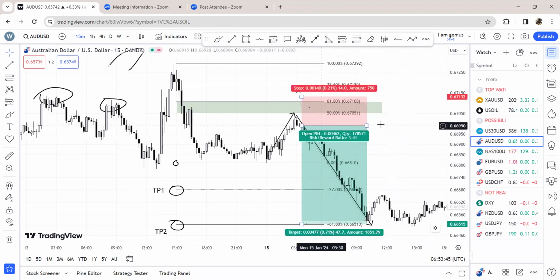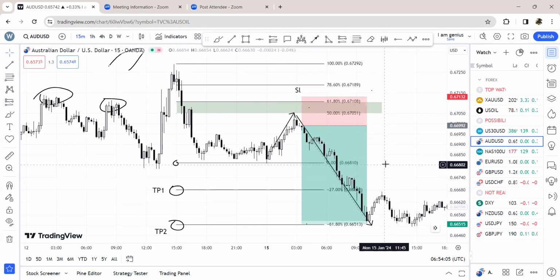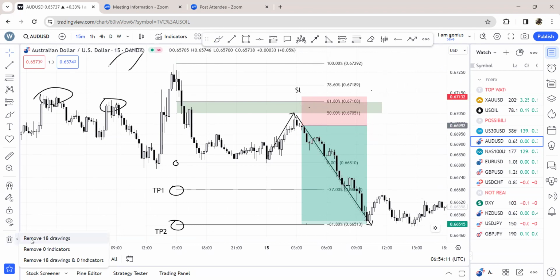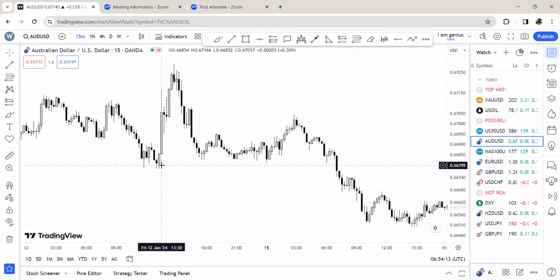So this is how we use the extension levels. If a trend is very strong, your TPs should be on the extension levels. And how you can figure out if a trend is very strong, I explained it in depth in my video on market structure. Just watch that video. It explains step by step how you can identify strong trends. So that's about the Fibonacci.